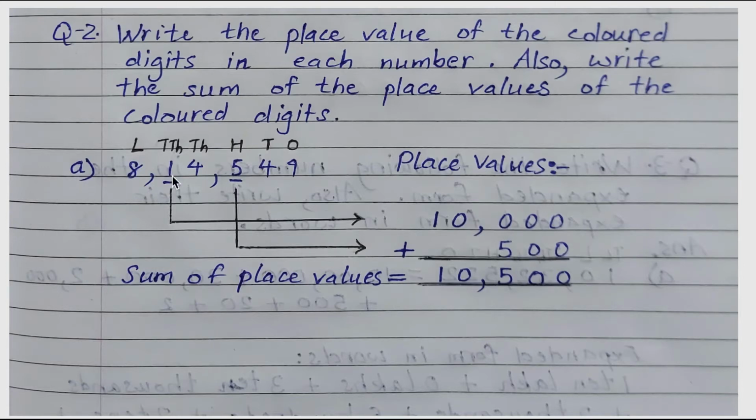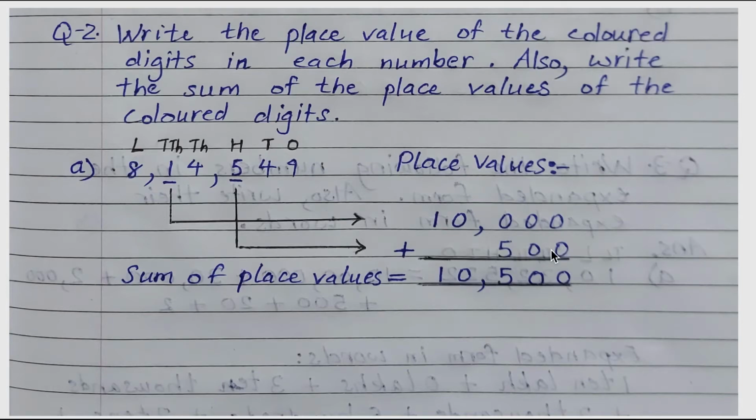So from the left, digit 1 comes first. So you will draw an arrow like this and write its place value over here. So we have 1, 10, 1000 in this number. So place value of digit 1 will be equal to 10,000, 1 followed by 4 zeros. And the second digit is digit 5 at hundreds place. So its place value will be 500, 5 multiplied by 100, so 500.